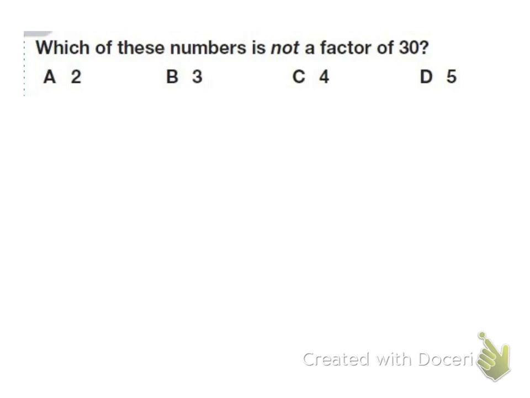So it says, which of these is not a factor of 30? Well, I know 2 is a factor of 30 because 30 is even. 3 is a factor of 30 because I know that 3 times 10 is 30, so it can't be that. 5 I know is a factor of 30 because it ends in 0. So the answer has to be 4.